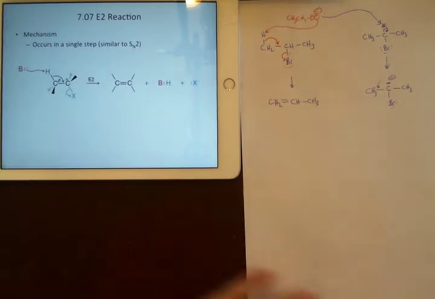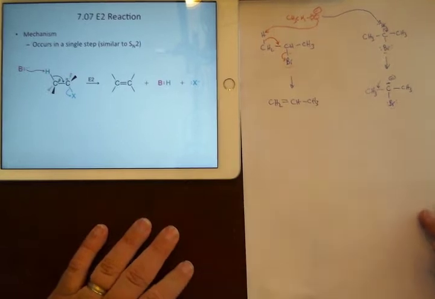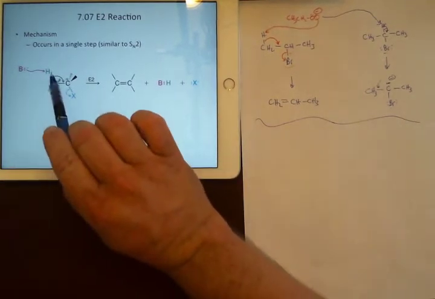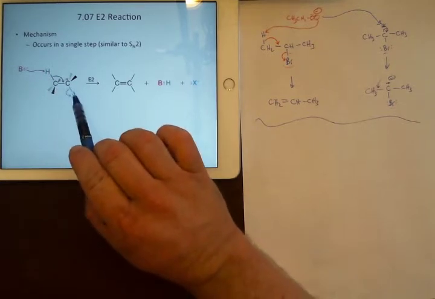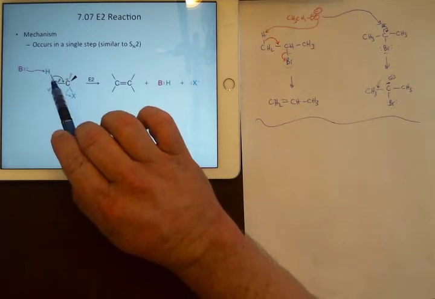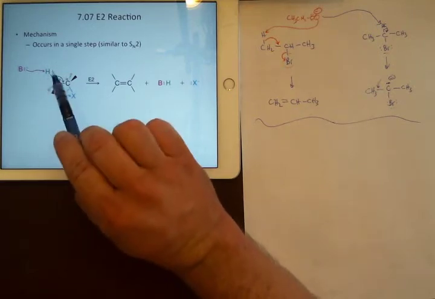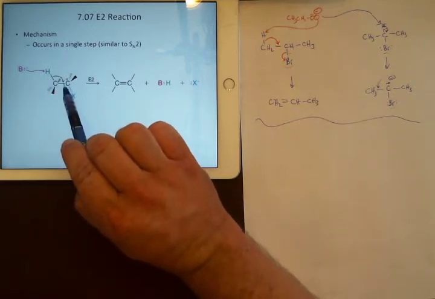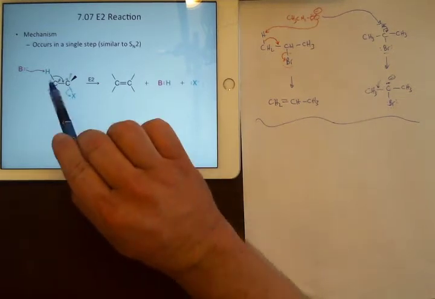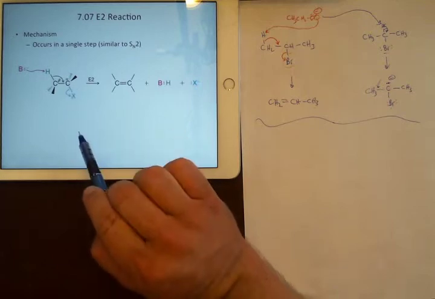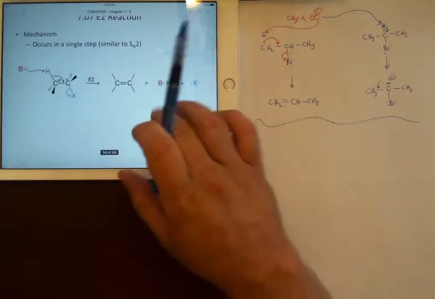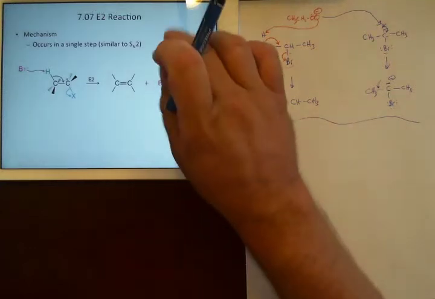Okay, now the mechanism for this reaction, unfortunately I don't have my model kit with me, but one of the things that has to happen is this hydrogen here has to be 180 degrees from your leaving group. So these electrons can essentially do a backside attack, just like an SN2 reaction, to kick off the halide. So backside attack, bang, kick off the halide, just like an SN2. And this is what's called an E2 reaction.